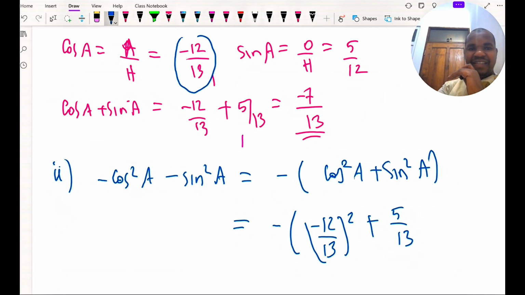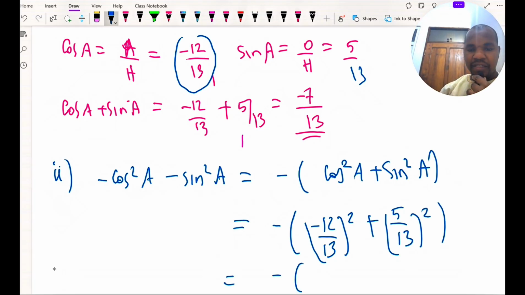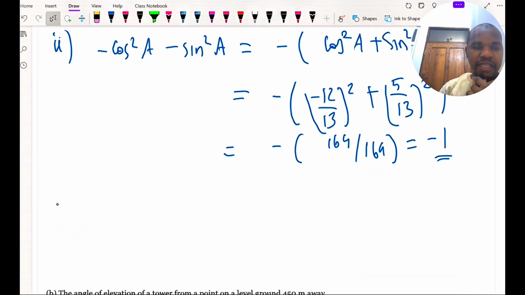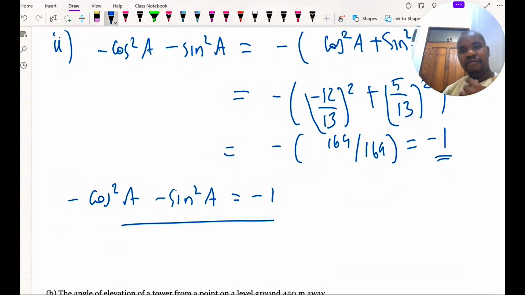An apology. This was supposed to be 13 here. This was supposed to be 13. So we'll be having 5/13 square, which is equivalent to -169/169 equals -1. So the value of this expression, negative cos squared A minus sine squared A, is equal to -1.